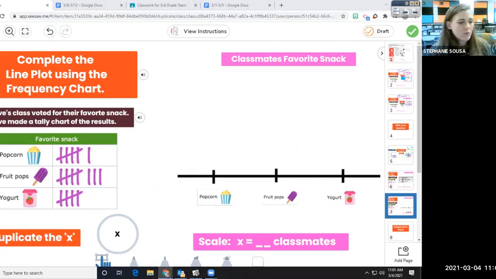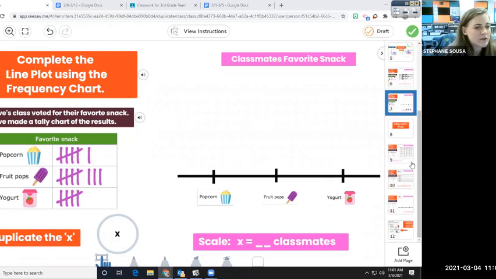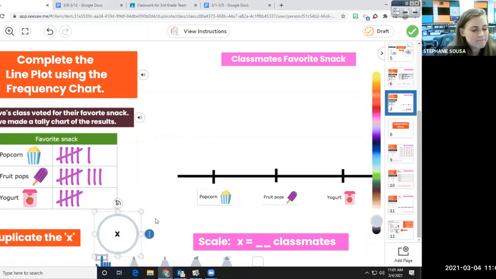All right, now we have a line plot. Okay, a line plot. We have popcorn, fruit pops, and yogurt, as we all know, because Steve left me out of it, and we're going to forgive him, even though it hurt my feelings, and I'm probably going to cry later, but I'll get over it, and it'll be okay. We are going to create a scale, okay? Now, on line plots, we are counting by ones, okay? So let's go ahead and duplicate this.